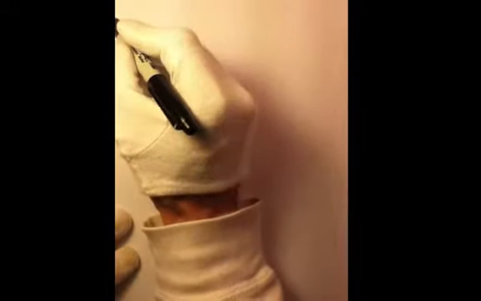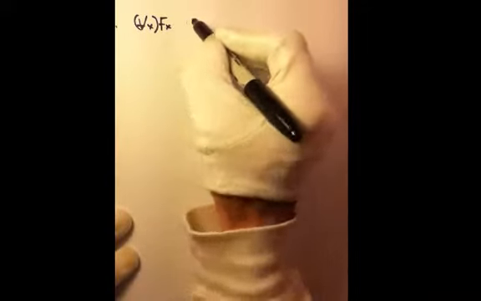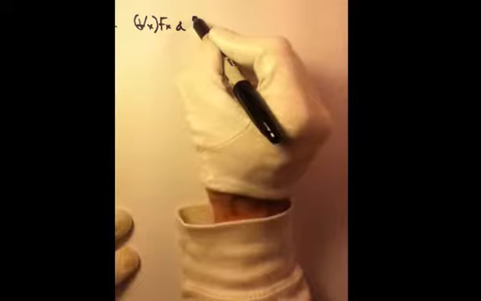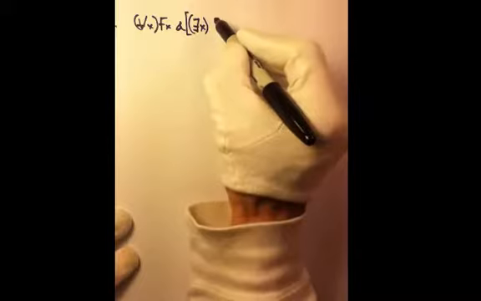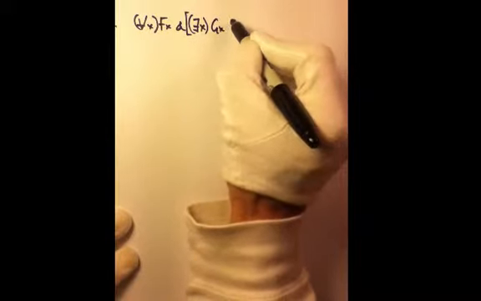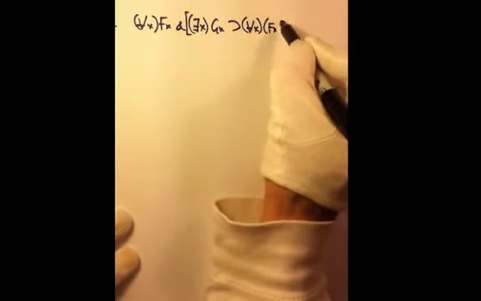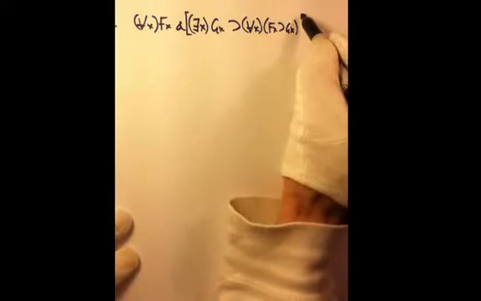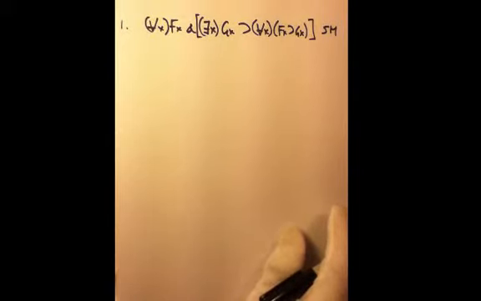So, for instance, suppose we consider the following sentence. For all x, f of x, and if there is an x, g of x, then for all x, f of x, then g of x. And suppose that that is our sentence that we're interested in, and we're interested in finding out whether there's an interpretation on which this sentence is true.